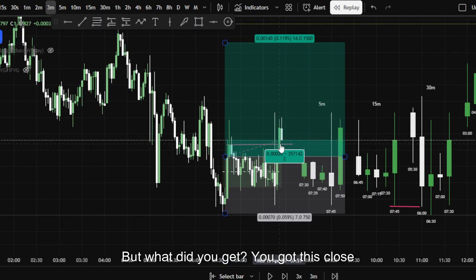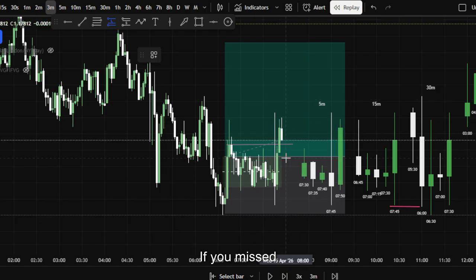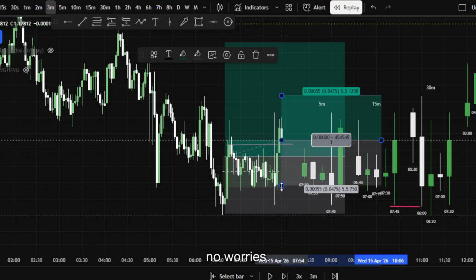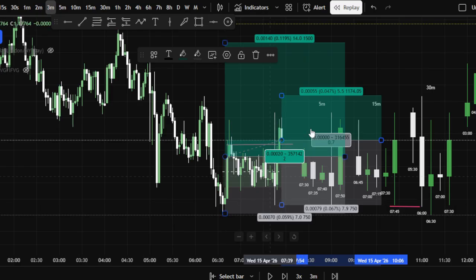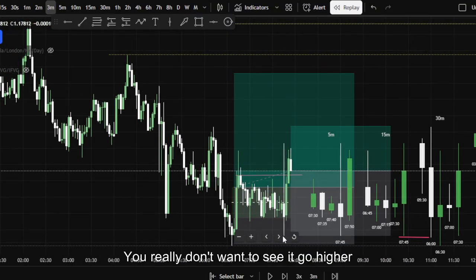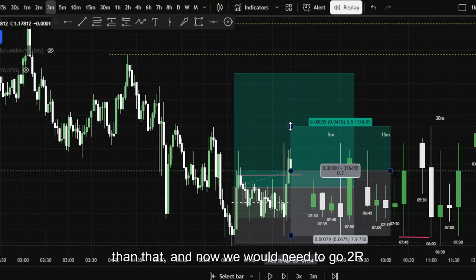You got this close through finally. Now you're getting a retest. If you missed the first entries, no worries. Now you can make your low here. Technically, if you were in this trade, you could even shorten your low to here because that was pretty close. You really don't want to see it go higher than that.